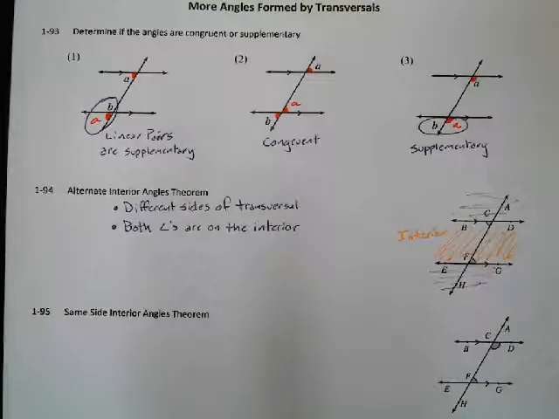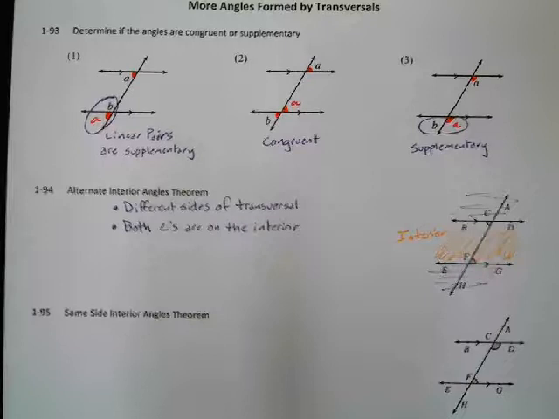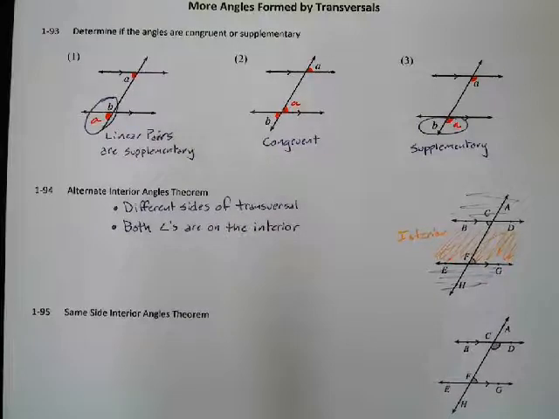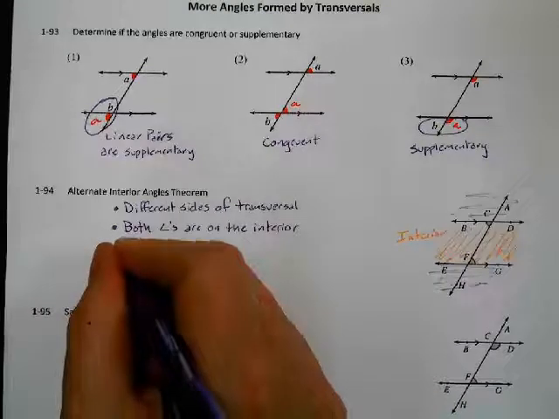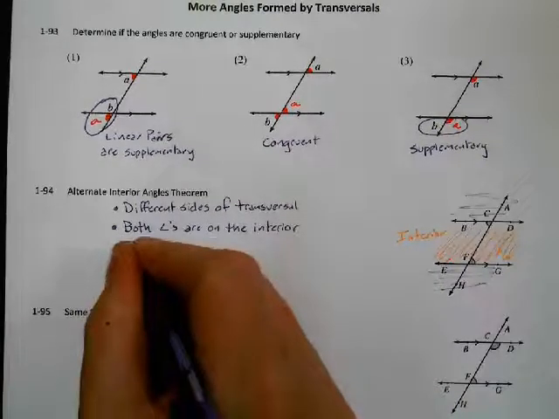The last thing that we need for alternate interior angles is we need them to touch a different parallel line. So one of the angles will touch the top parallel line, and the other angle will touch the bottom parallel line. So they're going to touch different parallel lines.